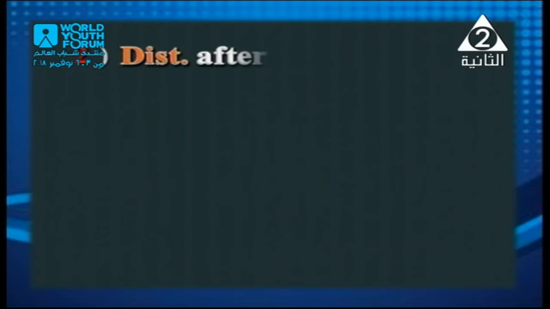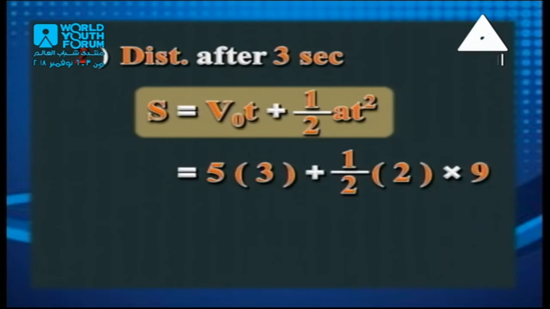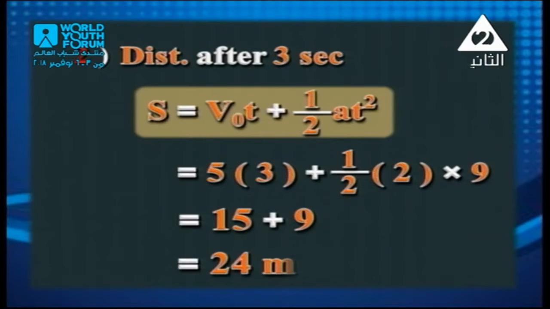The distance after 3 seconds, we use the second rule, s equals v naught t plus half at square. By substitution, v naught equals 5, t equals 3, acceleration a equals 2, then the distance after 3 seconds equals 15 plus 9 equals 24 meters. So the distance s equals v naught t plus half at square equals 24 meters.